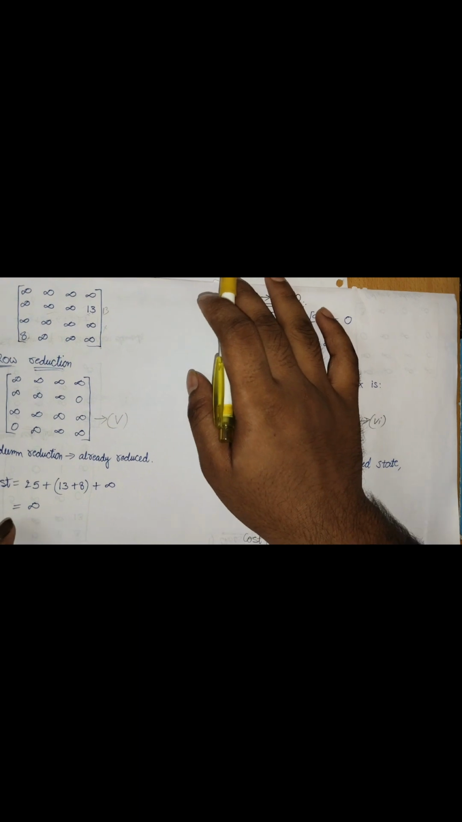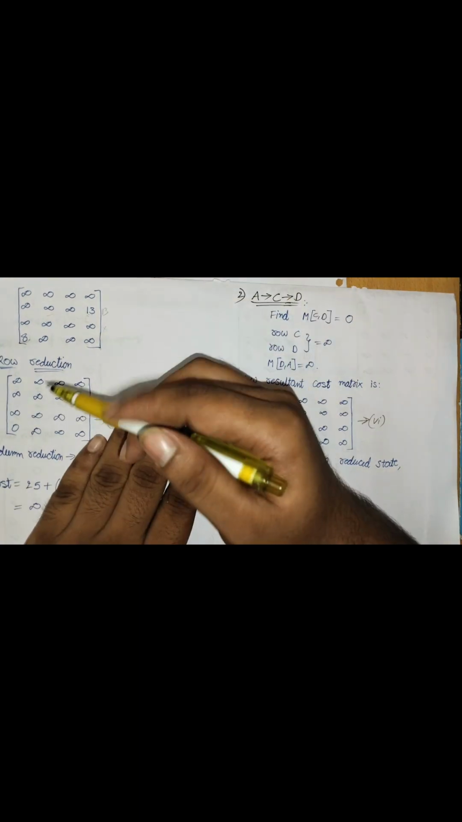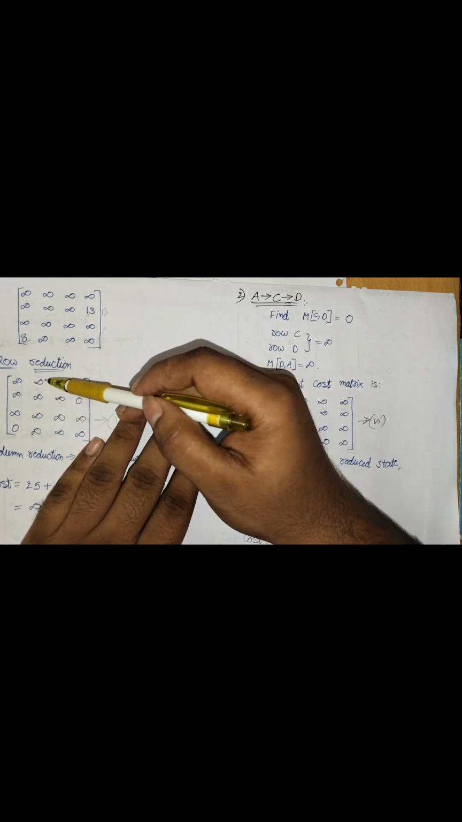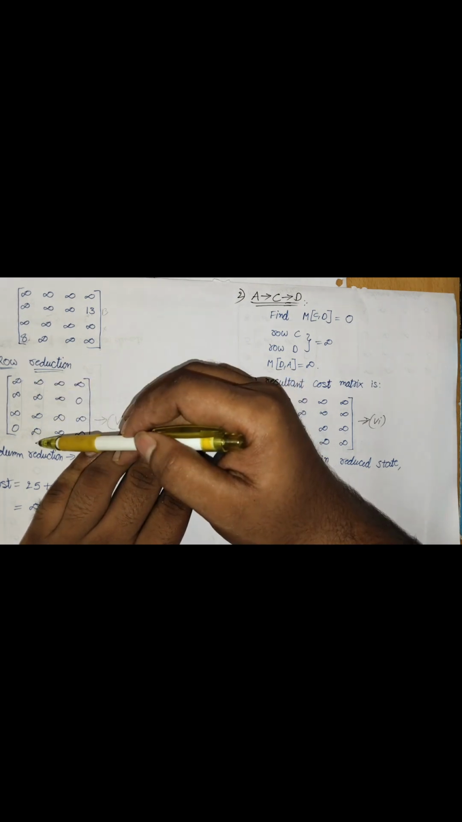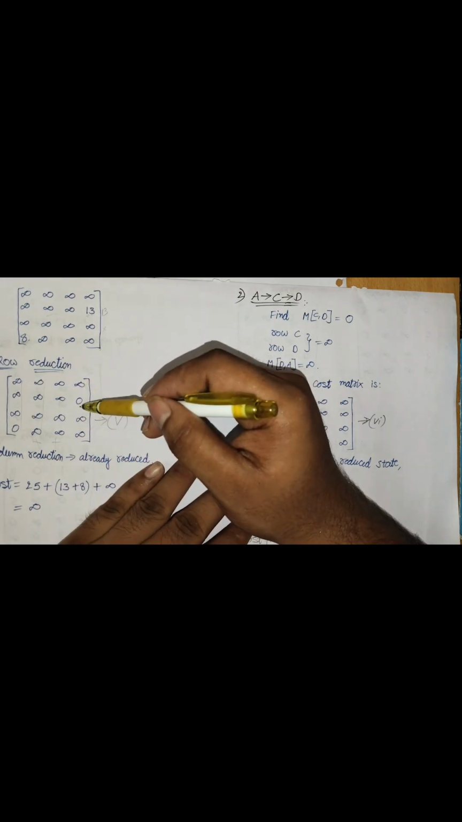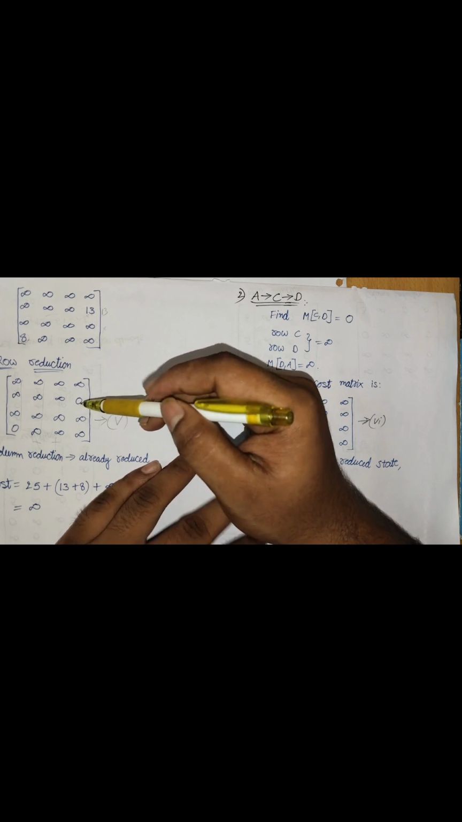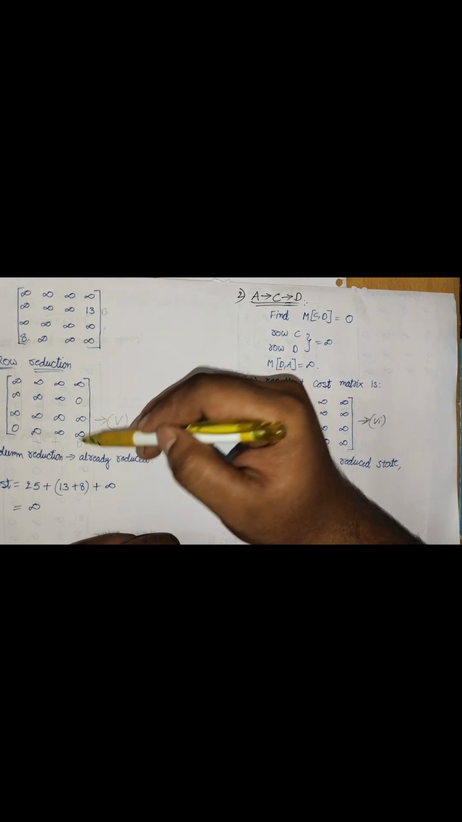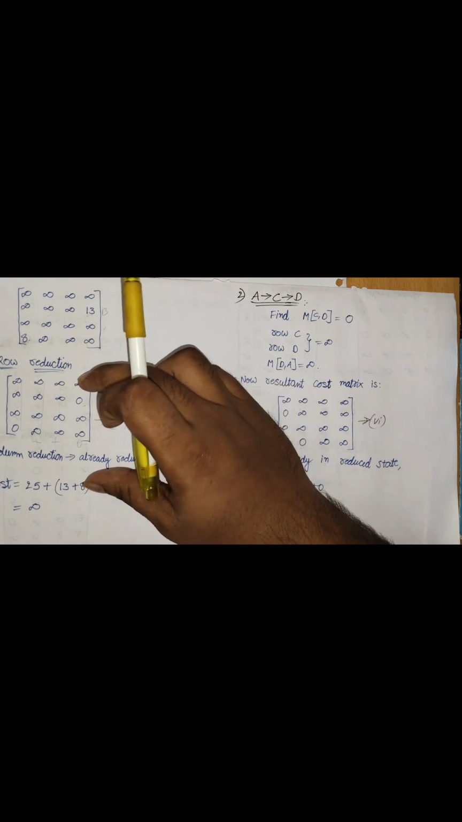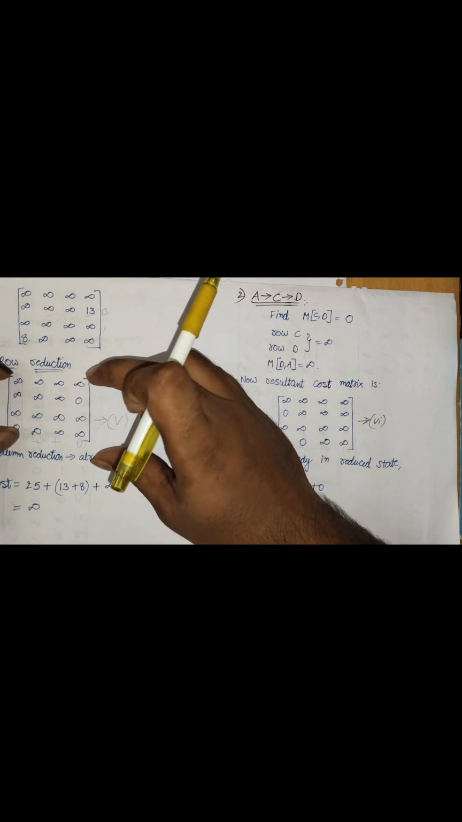Okay. So now you have to reduce columns. The minimum element is 0, so no need to reduce. There is no minimum element, all are infinities, so we can neglect this column. And this column all are infinities, so we can neglect this. This column, the minimum element is 0, so no need to reduce, it's already reduced. So column reduction is also done. It is the reduced cost matrix. So let's number it with 5.